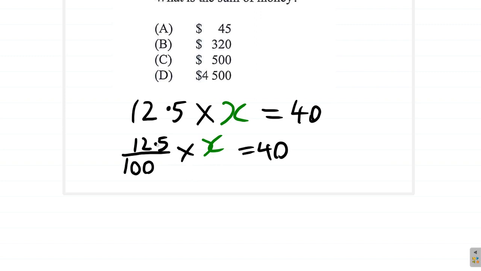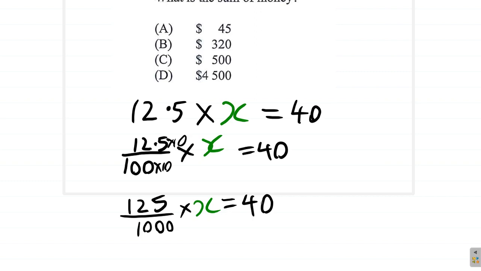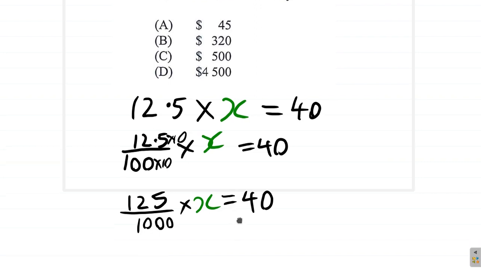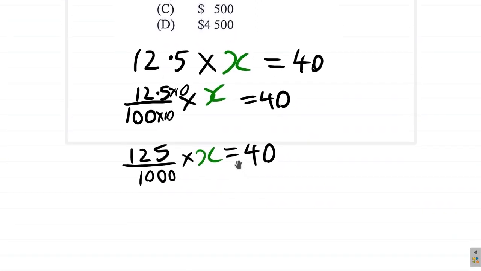The thing is, we have a point and we don't have calculators to deal with. So, one thing we can do is multiply up here by 10. So we have 125, you see? And down here by 10, we will have 1,000. Alright? Of X is equal to 40. I'm explaining the details because you must understand the background work of the mathematics.